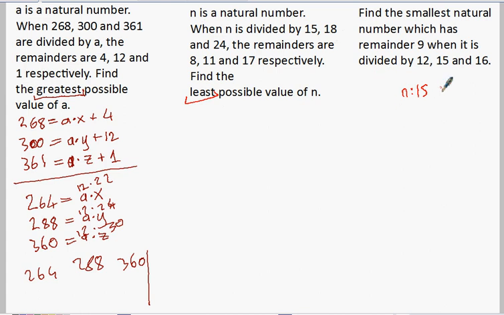So when you divide n by 15, there will be a result, and then the remainder is 8, the first one. That means we can write that n equals 15 times something, which I don't care about, plus the remainder, which is 8. Let's clean this back from here.